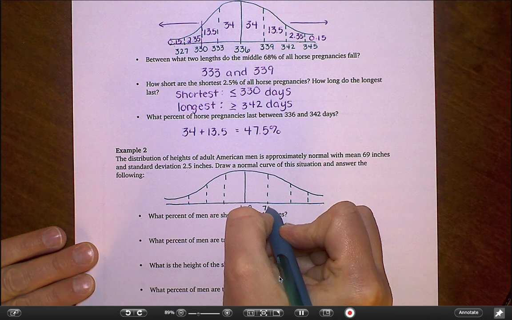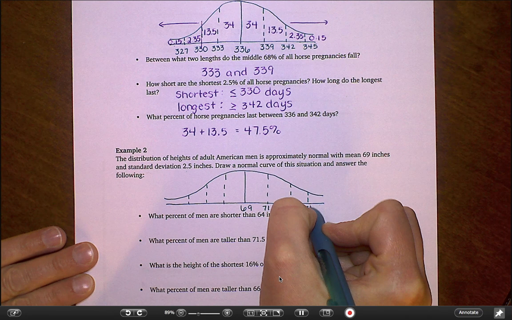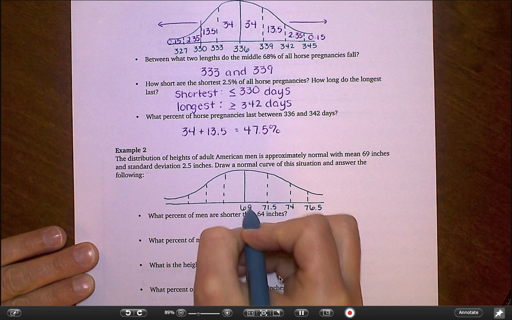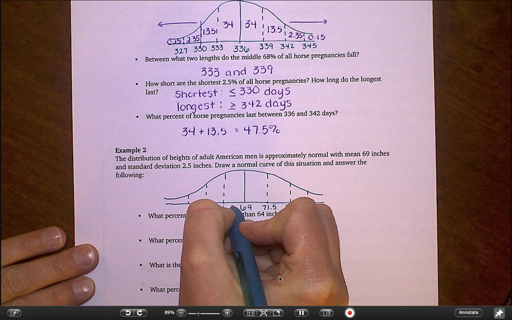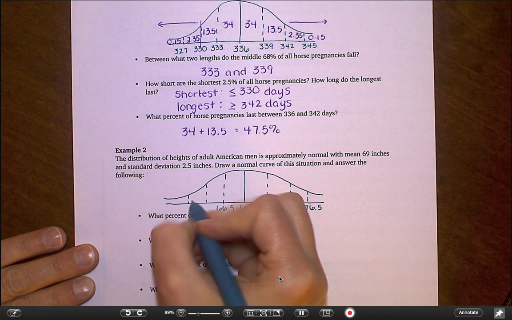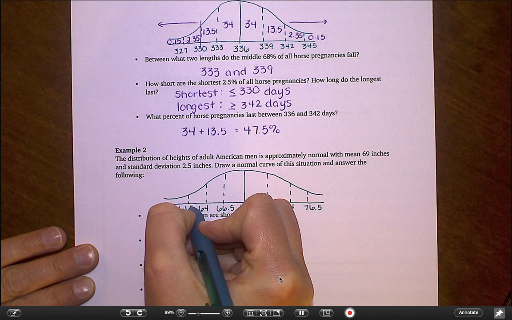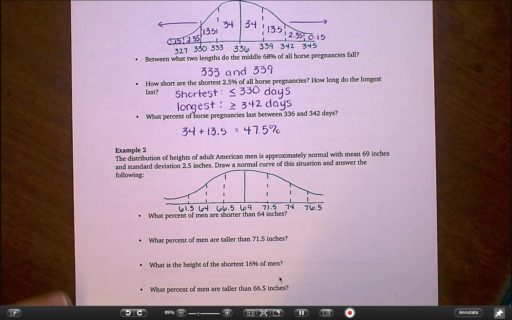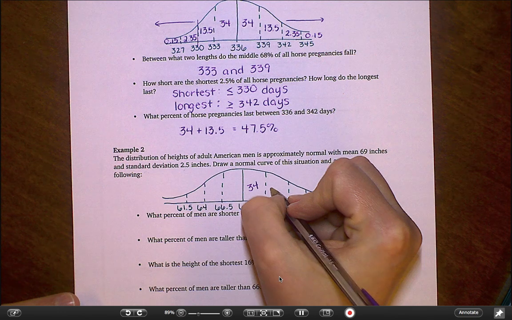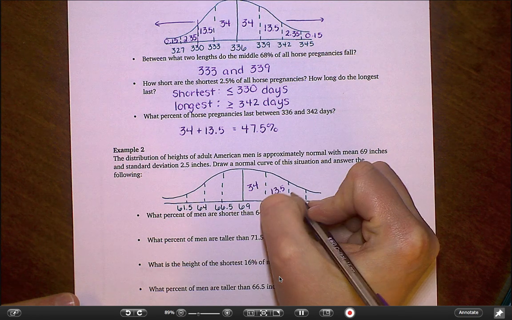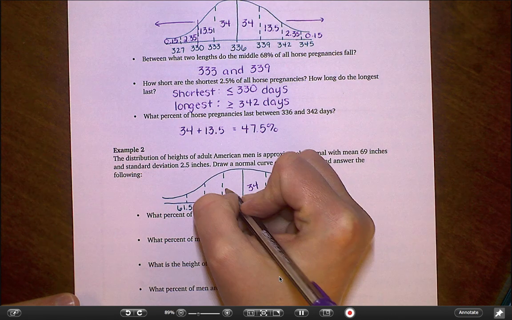So let's see, this would be 71.5, 74, 76.5. Going down, let's see, 66.5, 64, and 61.5. Okay, and same percentages apply. This would be 34, 13.5, 2.35, and 0.15. Same thing on the other side.